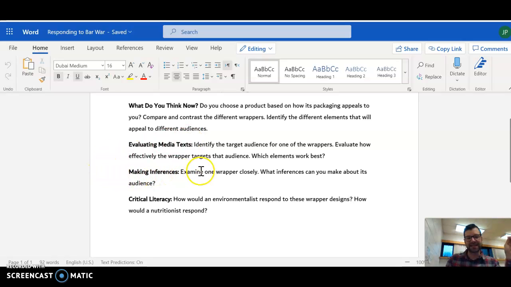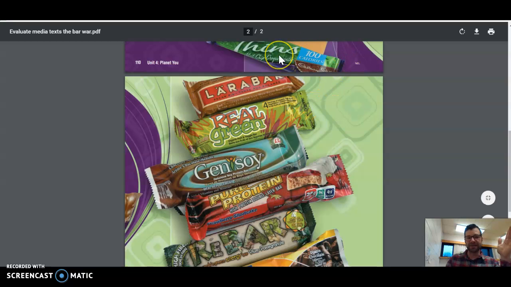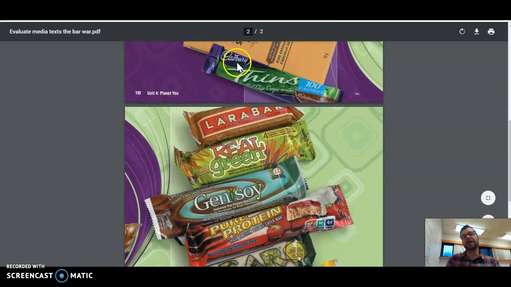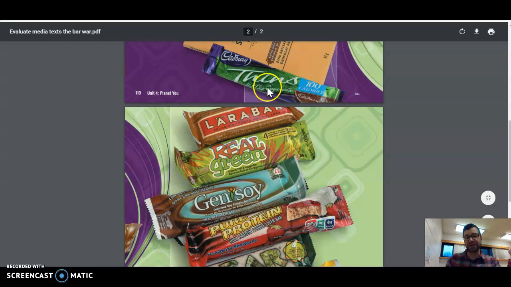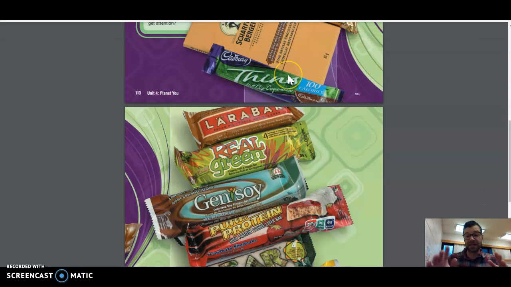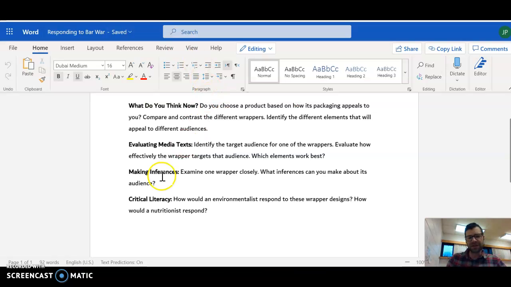Making inferences. Examine one wrapper closely. What inference can you make about its audience? Well, going back to this Cadbury Thins one, it's called Thins. So for people who are trying to be thin and watch calories, it's got two things batting for them in that category, and that it's going to be this healthy chocolate bar with only 100 calories. Thins, maybe eating it will make you thin. Who knows, right? These are the things you have to look at when you are making inferences.